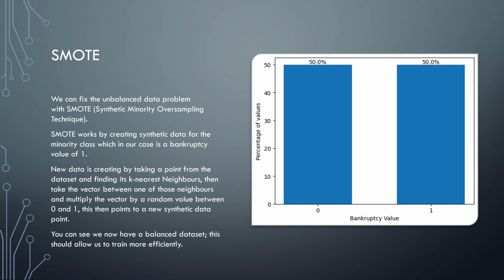We can fix the unbalanced data problem with SMOTE, which is synthetic minority oversampling technique. SMOTE works by creating synthetic data for the minority class, which in our case is a bankruptcy value of 1. New data is created by taking a point from the dataset and finding its k nearest neighbours, then taking a vector between one of those neighbours and multiplying the vector by a random value between 0 and 1. This then points to one of the new synthetic data points. As you can see, we now have a balanced dataset with 50% of each class represented. This should help us train more efficiently.